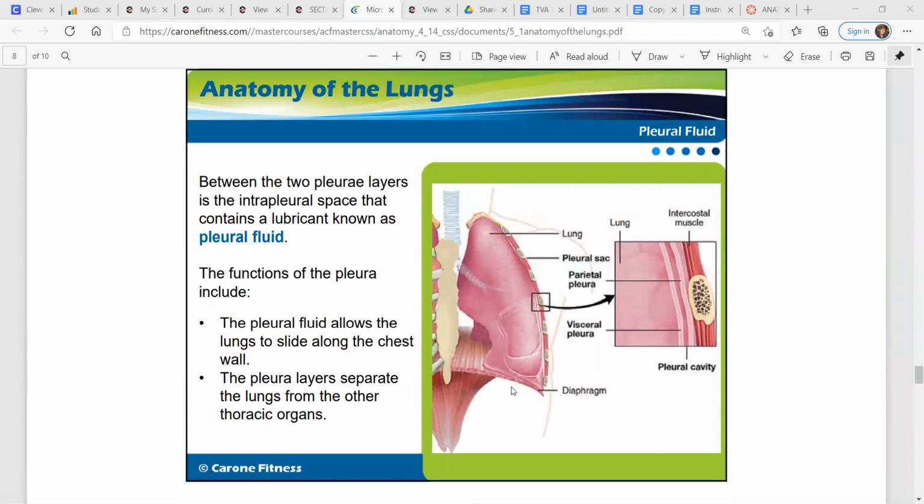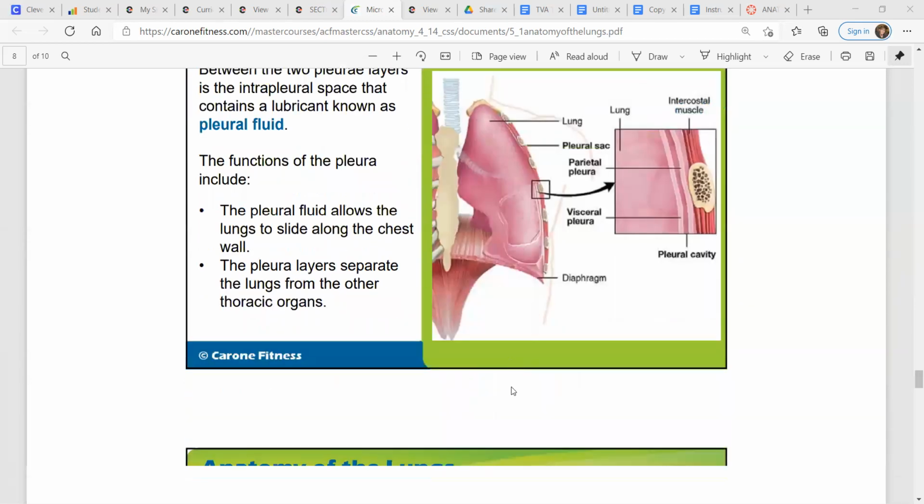The functions of the pleura include: the pleural fluid allows the lungs to slide along the chest wall, and the pleural layers separate the lungs from the other thoracic organs.